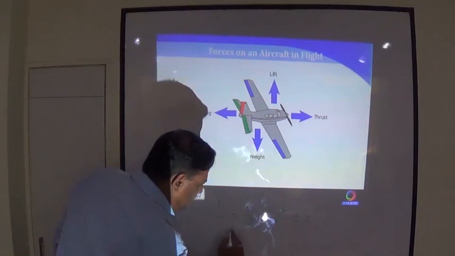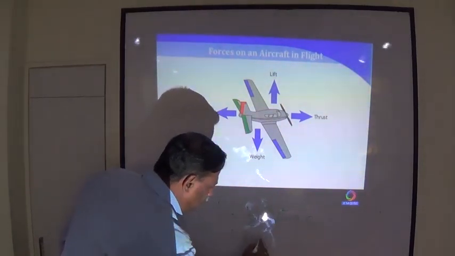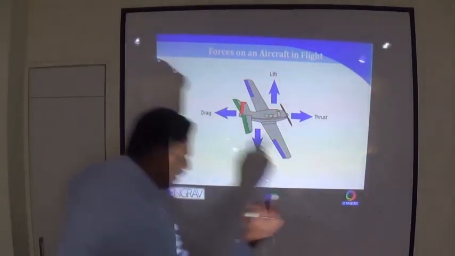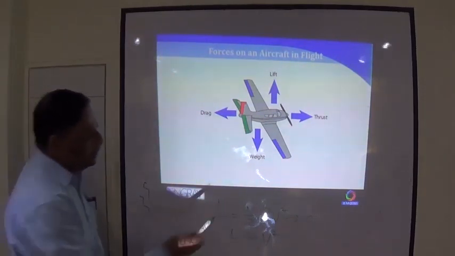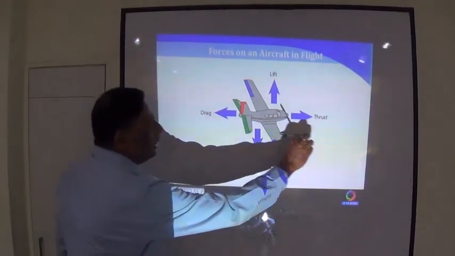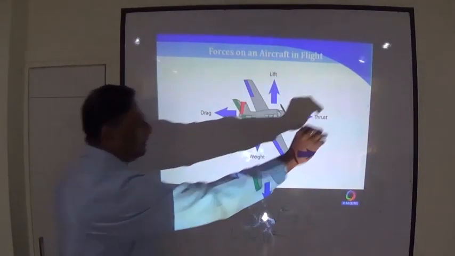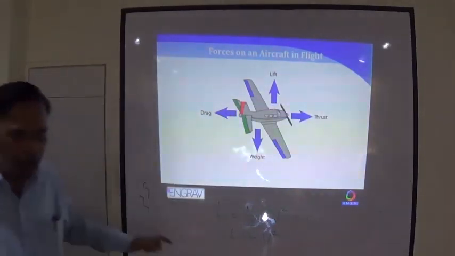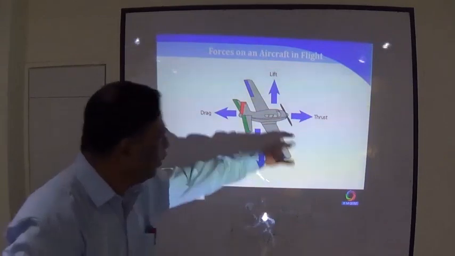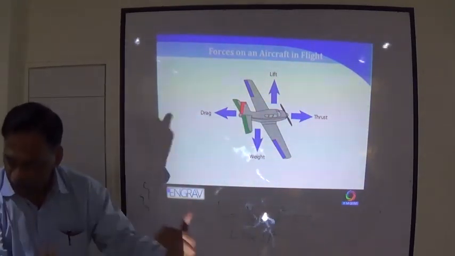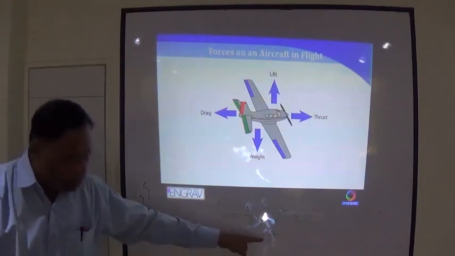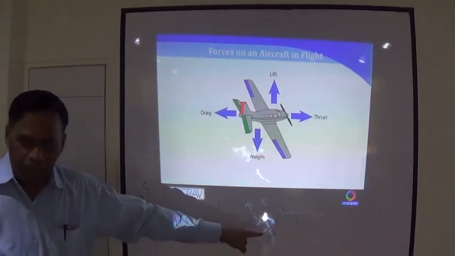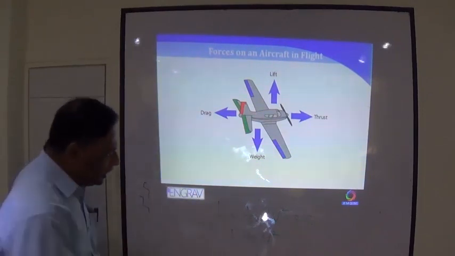Lift is proportional to V squared. What is V? V is the speed of air flying over the wings. So if I manage to put maximum V over my wings, if the speed of air over my wings is high, I get a lift which is the square of that. So that is my intention now.